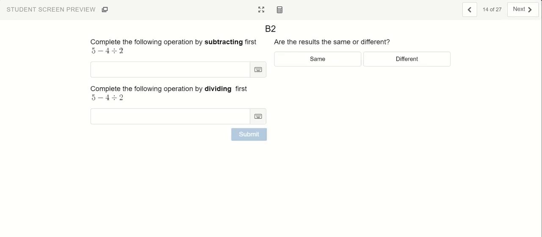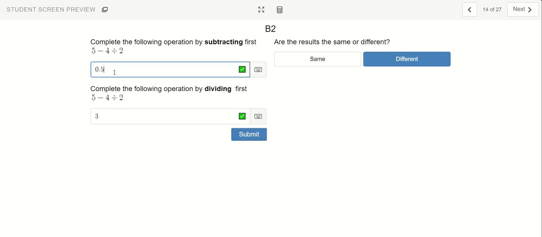Okay. Let's try these two problems and let's do it in a different way. So let's try by subtracting first. 5 minus 4 is 1. And then 1 cut in half is going to be 0.5. Or if I try dividing first, again, I'm going to start on the right side. 4 divided by 2 is 2. And then 5 minus 2 is 3. So again, are the results the same or different? So again, if I do things in a different order, notice that we get two different answers. 0.5 is different from 3.